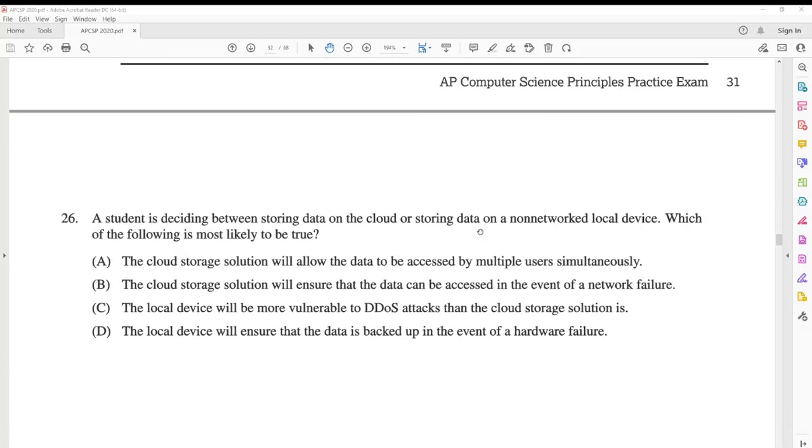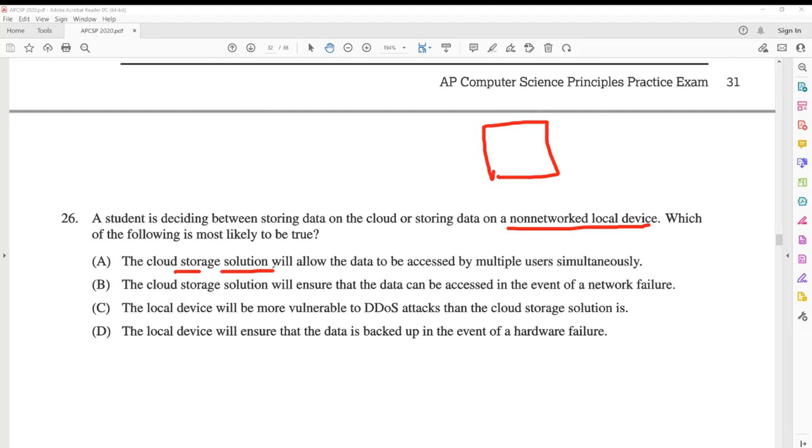Today the main focus is on the exam taking skill. So you must remember how I try to solve the problem. Number 26, a student is deciding between storing data on the cloud and storing data in non-network local devices. For a non-network local device, you buy a hard disk yourself. The other one is stored on Google Drive. Which is most likely to be true?